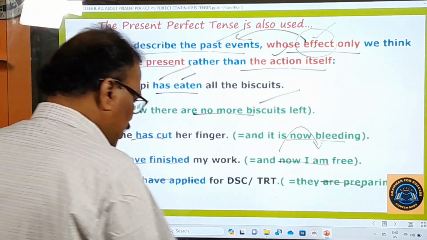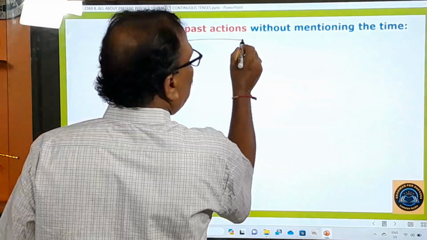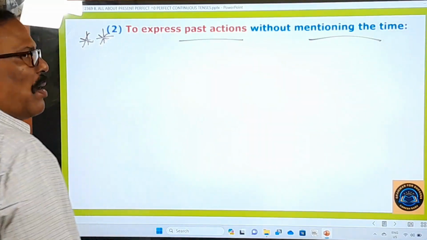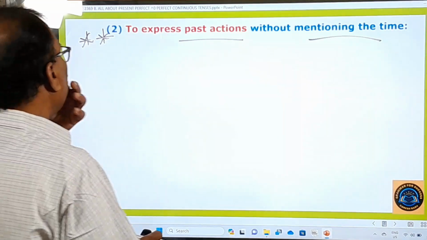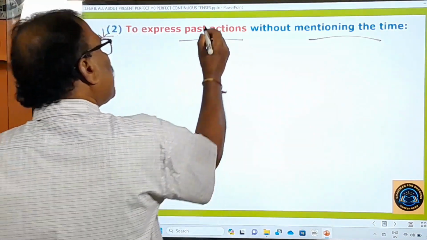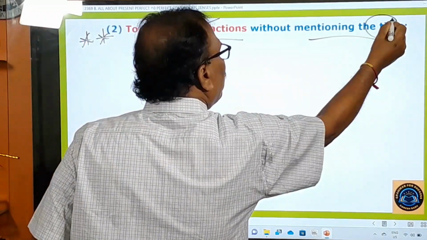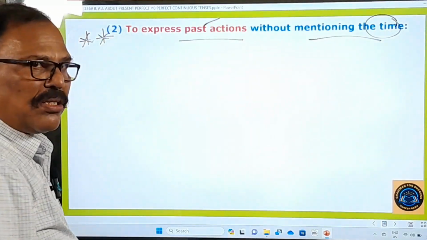Okay, right. Now let's go to the next rule. To express past actions without mentioning the time. It's a very important one from your competitive examinations point of view. And here, to express past actions, though they are past actions, if you don't mention the time, then you can express them in the present perfect tense also, right?